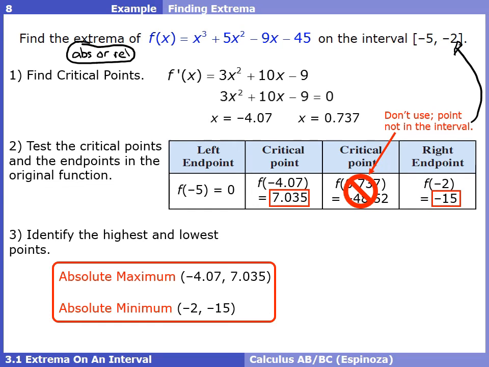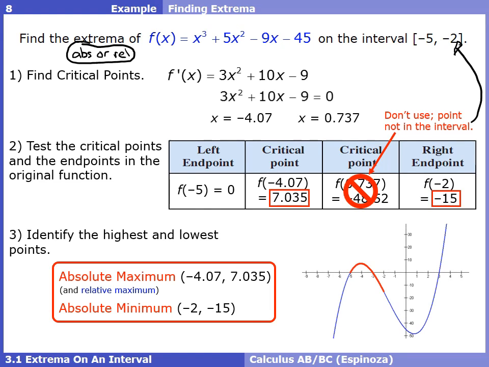But again, we're being asked to find extrema in this problem, which means if we have it, we need to also identify the relative extrema. And since our absolute maximum happens at a critical point, we know that that's also a relative maximum. Since our absolute minimum happened at an endpoint, it's not a hill or a valley.